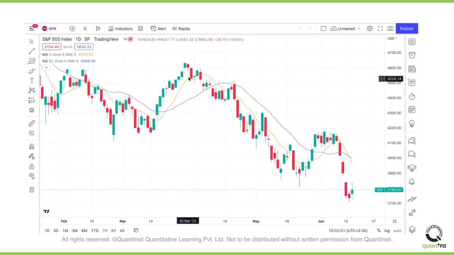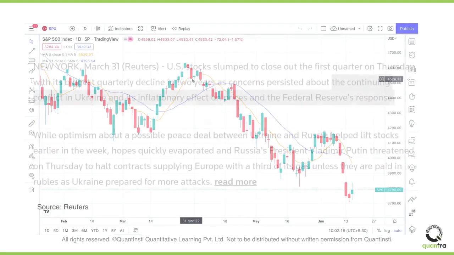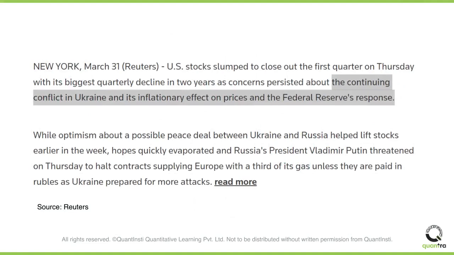Initially, the strategy was working well. The prices were moving in his favor. But around this time, for 2 consecutive days, the prices dropped. Let's see what happened on this date, that is the 31st of March 2022. The prices actually dropped in reaction to a recent event, specifically due to the Russia-Ukraine conflict.